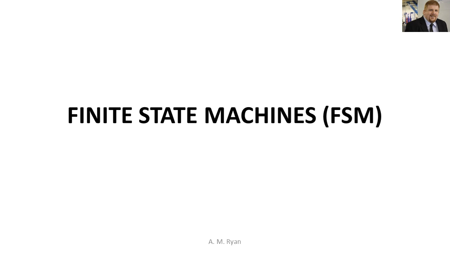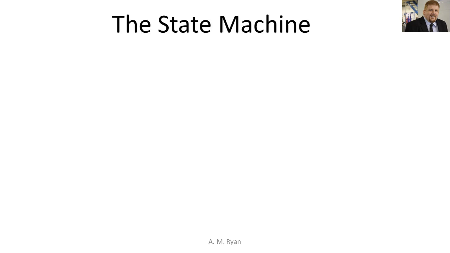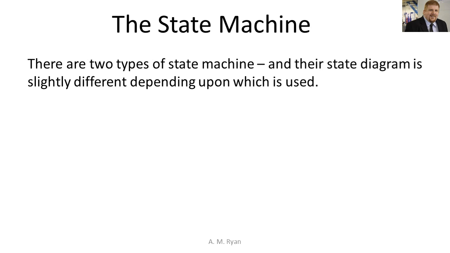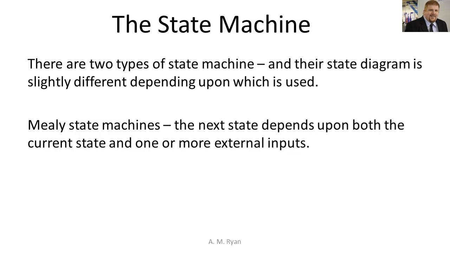to on defined triggers. So there are two main types of state machine we look at in engineering, the two I was taught, and they're still going. Their design is ever so slightly different, but the same process. In a Mealy machine, the next state it goes into will depend not only on the current state it's in, but it will depend on one or more external inputs, as we have here.